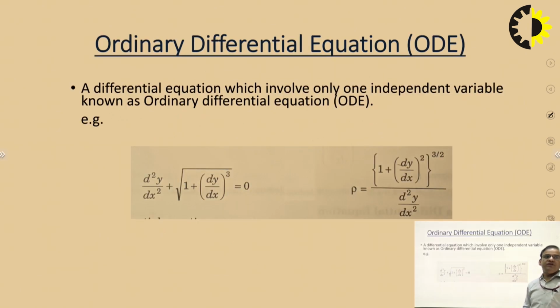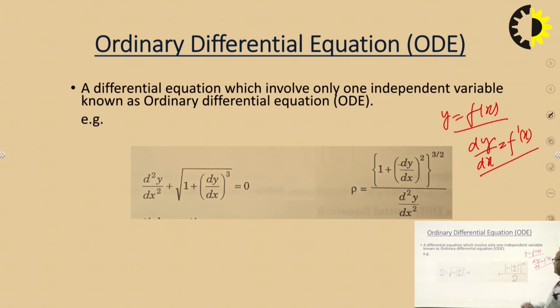The ordinary differential equation, a simple definition: a differential equation which involves only one independent variable is known as an ordinary differential equation. In simple words, if the equation contains derivatives of a function of a single independent variable, then this will give you dy over dx is equal to f dash x. When this kind of derivatives are involved in the equation, the equation is known as an ordinary differential equation.